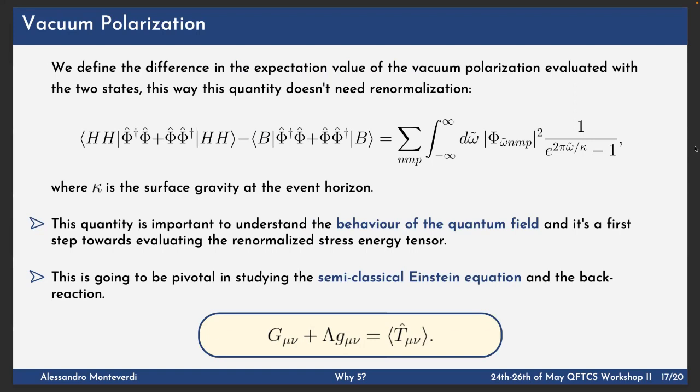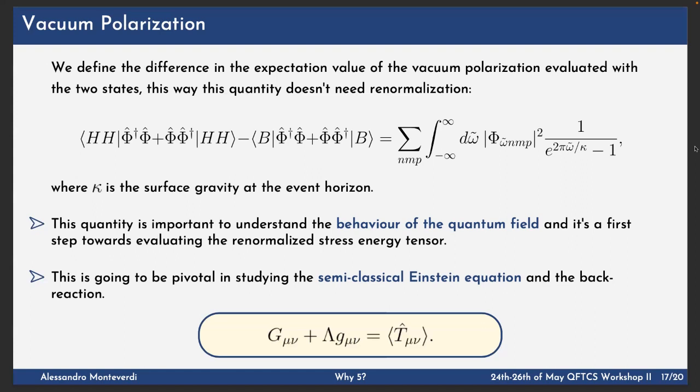So we can already study this quantity immediately. And the trick here is that these two states are both Hadamard states. So the divergent part depends on the background and on the field. If we subtract them, we get rid of all the divergences. And we can study this quantity here, in which we can see a thermal distribution, which was expected because we were working with the Hartle-Hawking state, which is a thermal state. So everything is fine. Kappa, I didn't say this before, is the surface gravity of the event horizon.